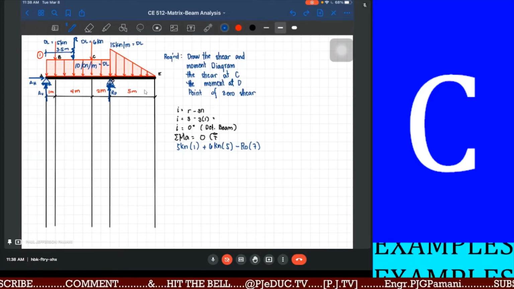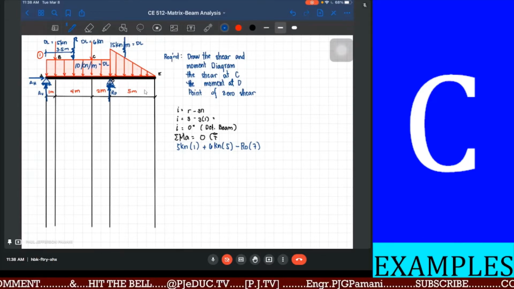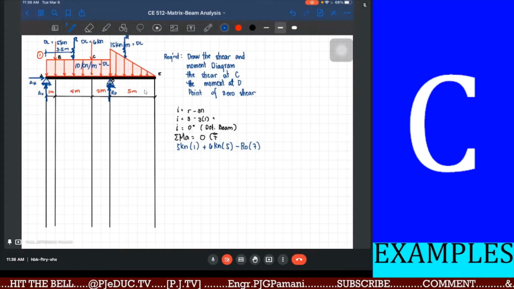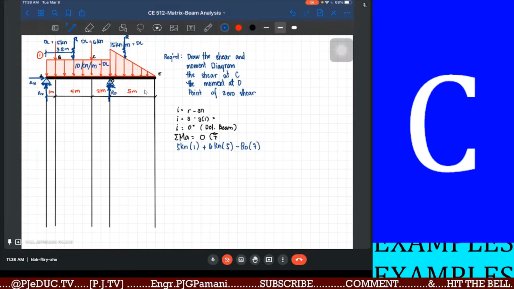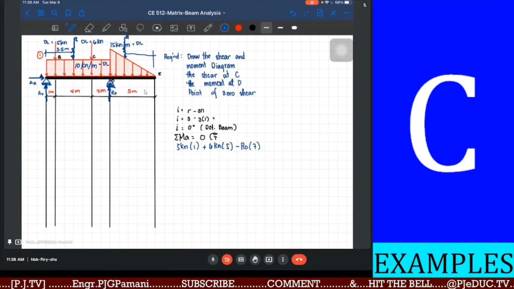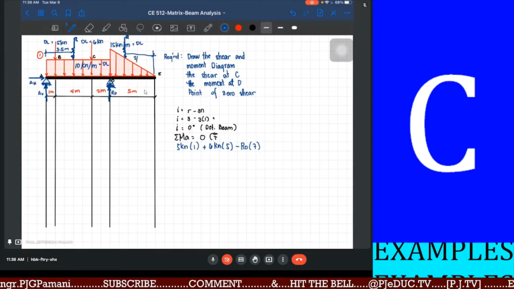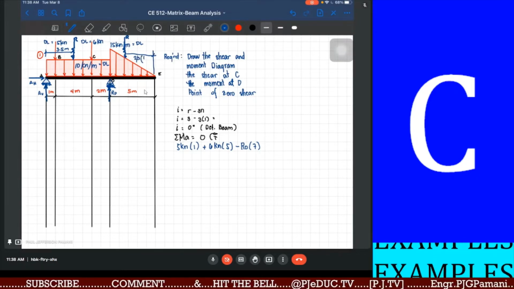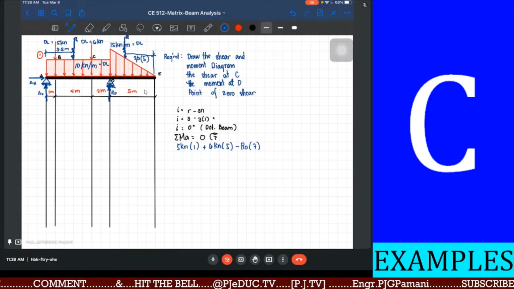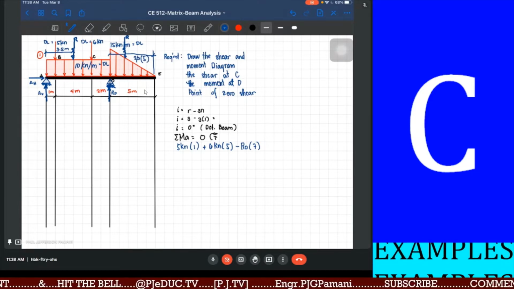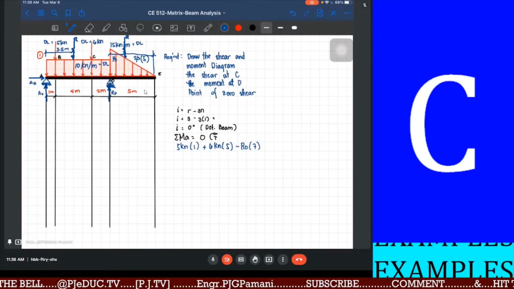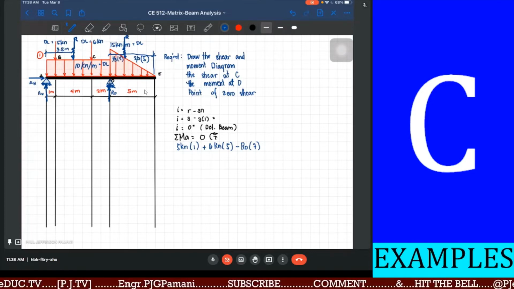The varying load. The centroid of the varying load is what? 2/3 from point E. 2/3 of 5 meters. And here is 1/3 of 5 meters. Okay?